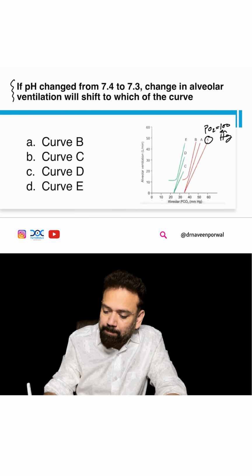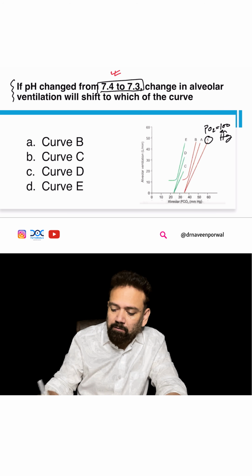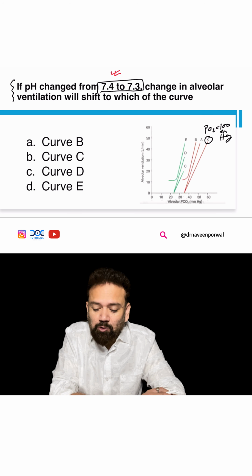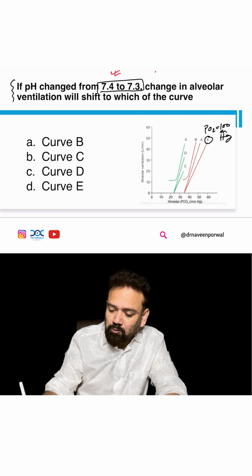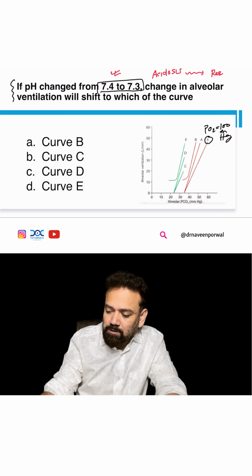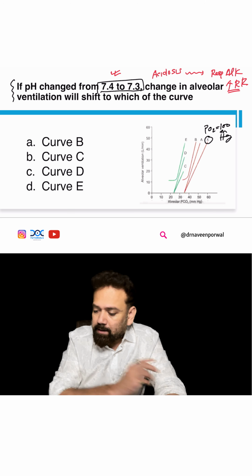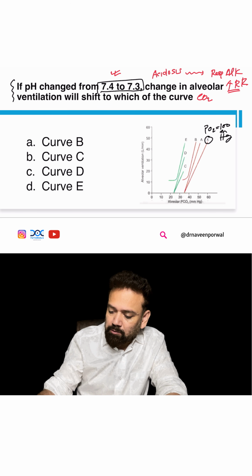See, when pH is changing from 7.4 to 7.3, is it acidosis or alkalosis? It is acidosis. Metabolic acidosis. It will be compensated by respiratory alkalosis. I mean, there will be an increase in the respiratory rate, and there will be carbon dioxide washout. It is very much clear about this physiology.